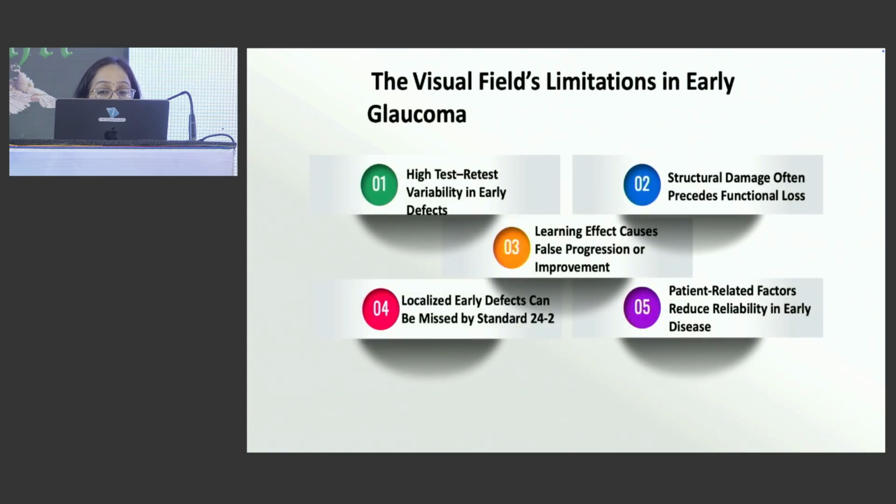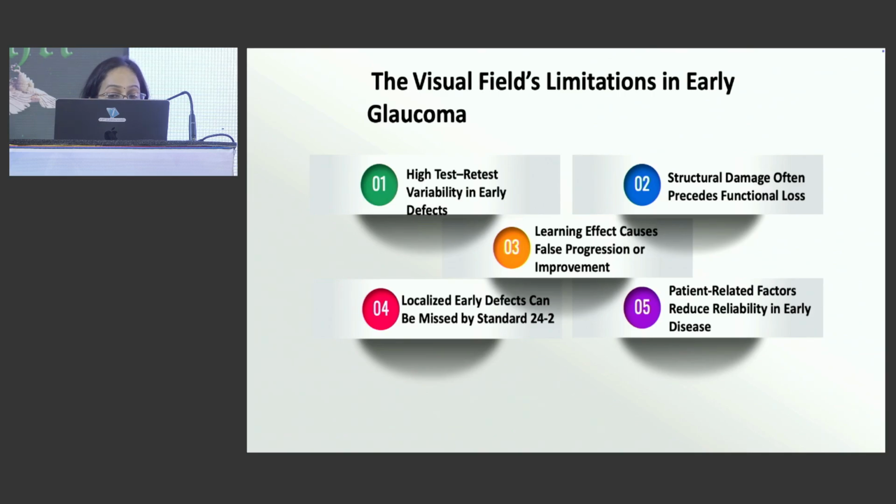So coming to the topic, what are the visual field limitations in early glaucoma? One thing is that in early glaucoma, patients can have high retest variability, because of the learning effect. And structural damage often precedes the functional damage. As I mentioned, there can be a learning effect that can cause false progression or more false positive or false negative responses. And there can be localized early defects which can be missed if you do only a standard 24-2. There can be defects in the central area which can be missed in 24-2.